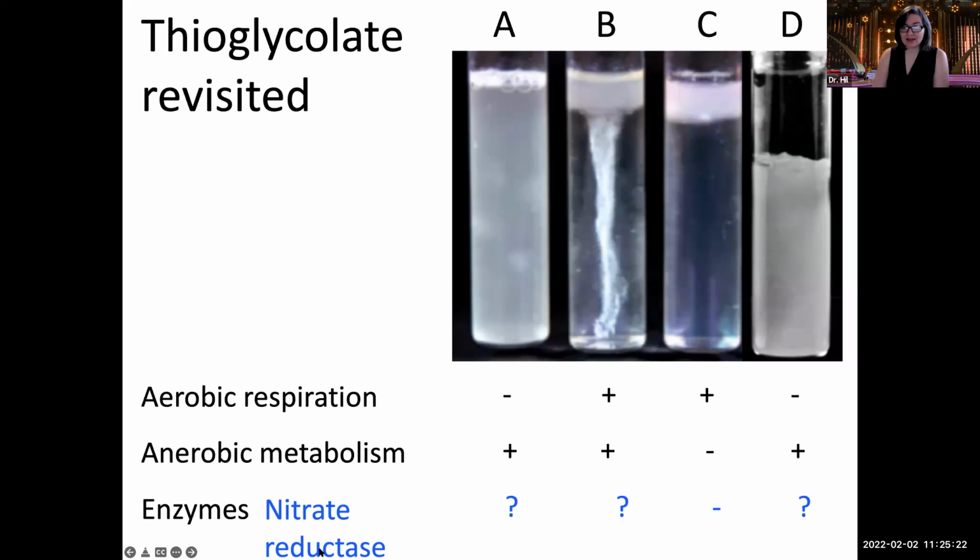If they didn't have nitrate reductase, what could explain that they're growing here? Put into the chat some alternatives to nitrate reduction as their method of surviving with no oxygen. Yeah, fermentation, or some other form of anaerobic respiration that doesn't use nitrate, but instead uses sulfate or carbonate, etc.